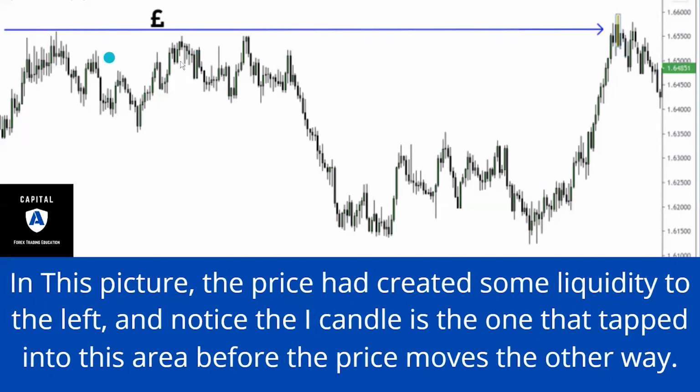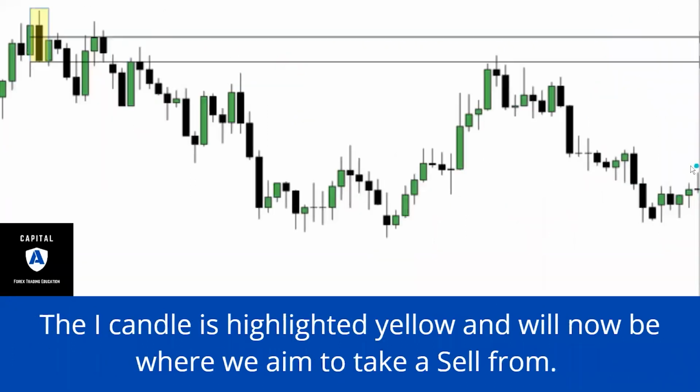What I can see is price hasn't reached up above this blue line for ages. And then all of a sudden, this is the candle that goes up there, does the most damage, and then price starts to turn around from that point. The eye candle is highlighted yellow and will now be where we aim to take a sell from.